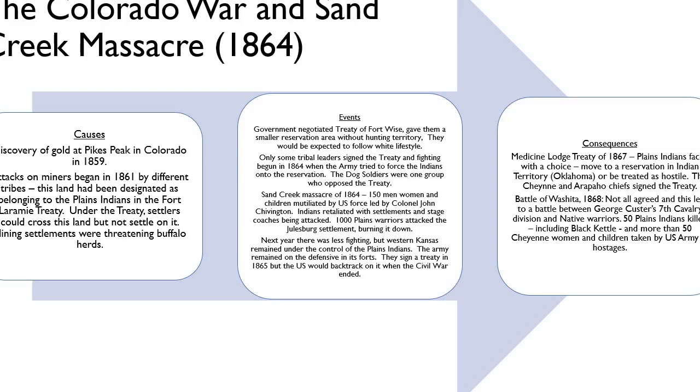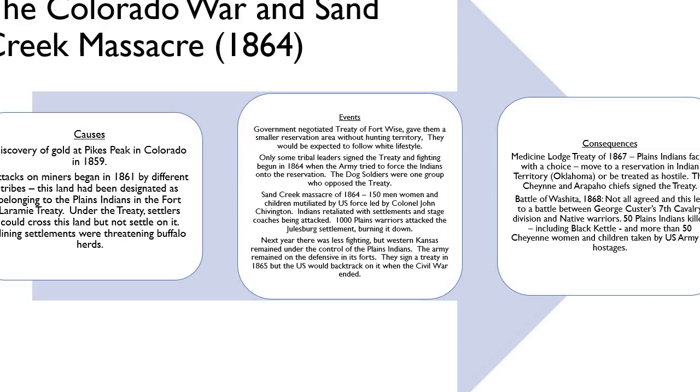The Indians obviously retaliated, a number of attacks. There was an attack on the Julesburg settlement, which was burnt down. Fighting continued through 1865. Ultimately, a treaty was signed in 1865 between the two sides, but the US government would then backtrack on it because after 1865, the Civil War's over. They can send more forces to the west to deal with the Indians, and the Plains Indians are forced to sign an inferior treaty, the Medicine Lodge Treaty of 1867, where they're basically told either move to Indian territory, what's now Oklahoma, or be treated as hostile.